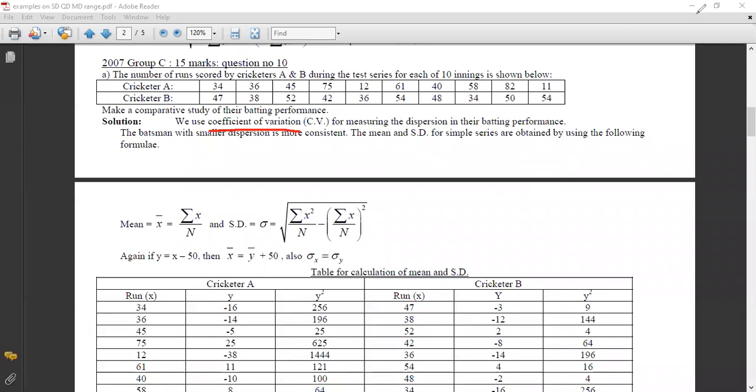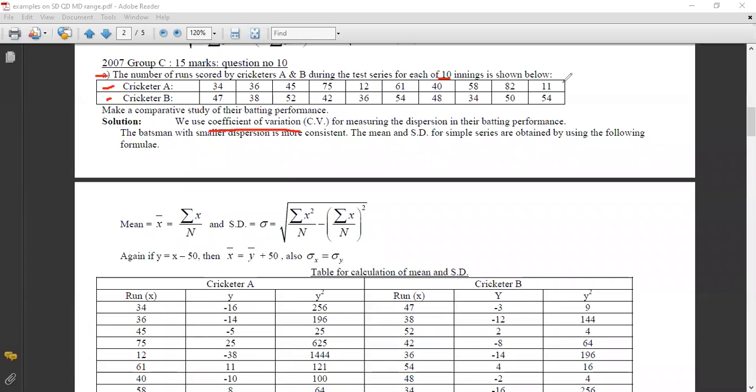Let us start with an example. How can you compare two sets of data using the coefficient of variation technique? We'll go for example one. The number of runs scored by the cricketer A and B during the test series for each of 10 innings is shown below. That is, for cricketer A and cricketer B, the last 10 innings scores are shown here.